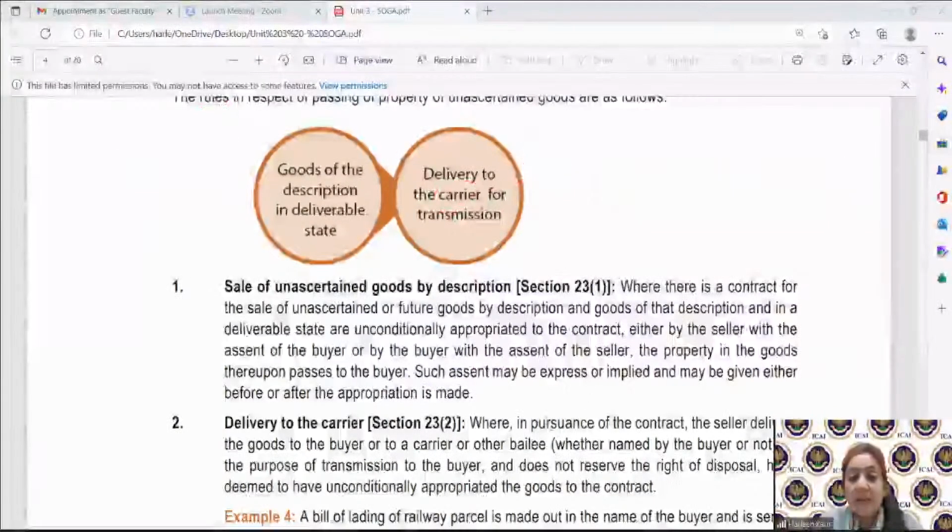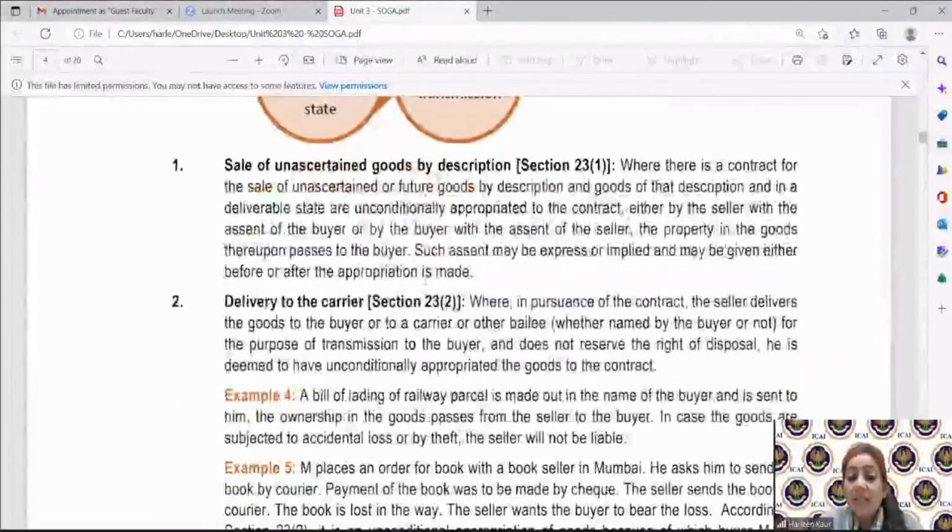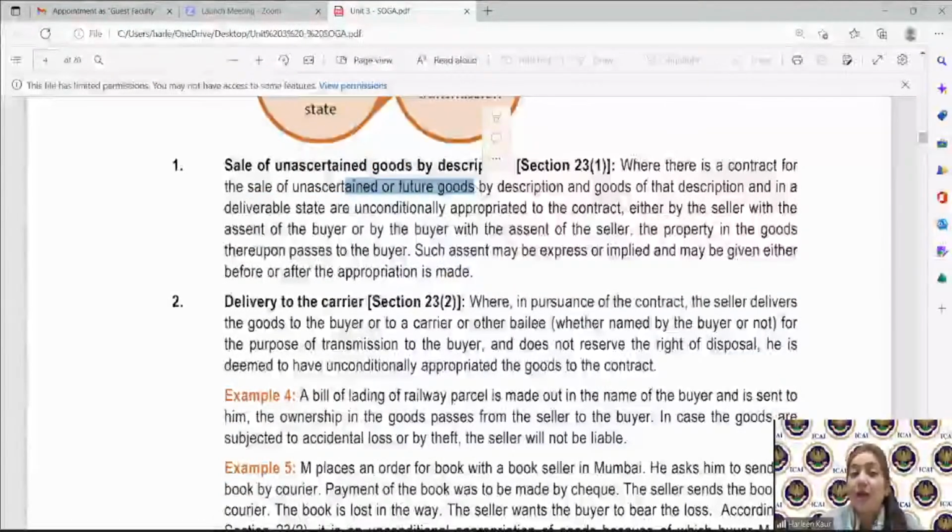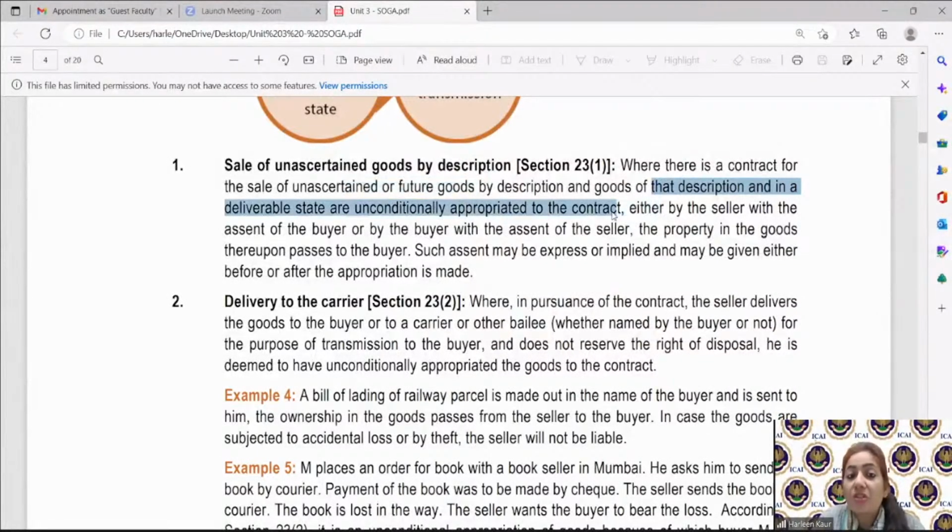It says, wherever there is a contract for uncertain as well as future goods. So two categories he has covered, uncertain and future goods. And the goods are being sold by description. So how do we sell by description? I just now told you I want a packet of Tata salt, 1 kg. So I've described the goods. The goods were lying in bulk. Now, when you pick up the goods of that description, put them in a deliverable state, and you do an unconditional appropriation. Very important word.